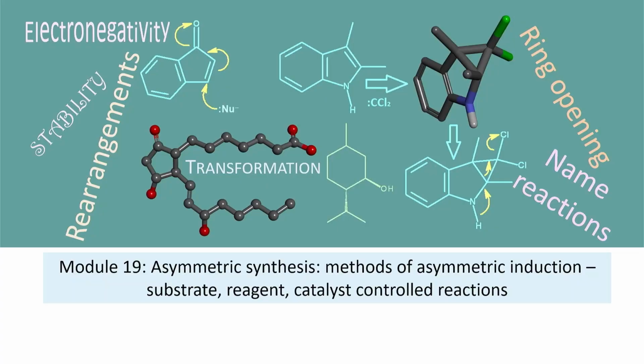A logical and systematic approach to solving organic chemistry problems for CSIR-NET exams. In module 19, we will be looking at asymmetric synthesis, mainly methods of asymmetric induction using substrates, reagents, catalysts, and the reactions controlled by these reagents.